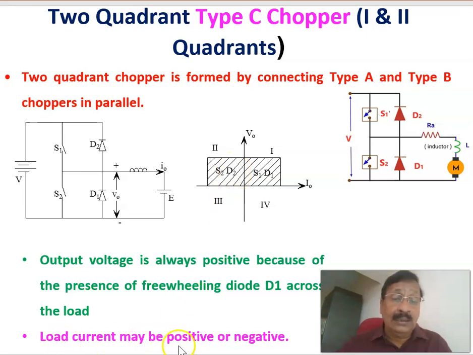And the load current may be either positive or negative, but the load voltage will always be positive. Therefore, it is working either in the first quadrant or in the second quadrant. When it is working in the first quadrant, the power is flowing from the DC source into the motor. That is called forward motoring operation. And when it is working in the second quadrant, the power flow is from the motor into the source, which is called forward braking or regenerative braking.